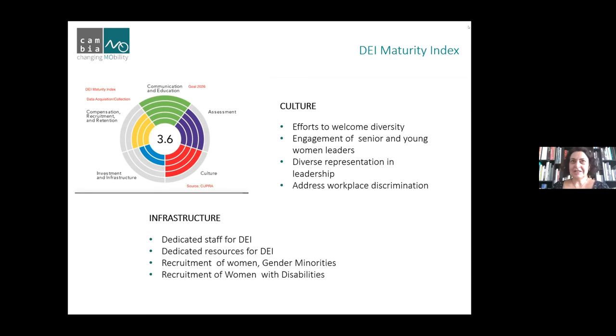In the culture as well, we need to make some change and to have a diverse representation in the leadership, to be aware to address workplace discrimination. And for the infrastructure, we need to dedicate staff for diversity, equity, inclusion. Resource is not done by itself, and recruit women and gender minorities or women with disability. It's not because we need to be paternalistic, but it's because we think that people who suffer something are more able to do things to answer their needs. This is very related to the needs approach evaluation.